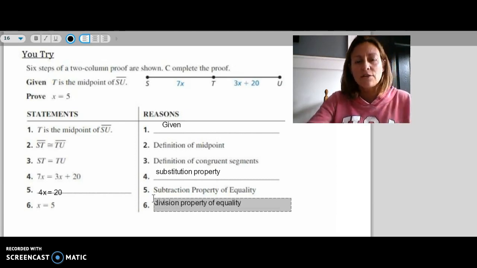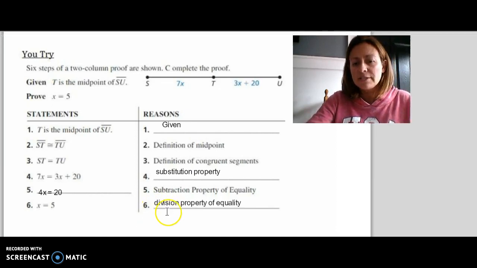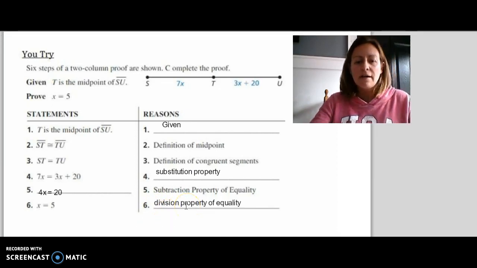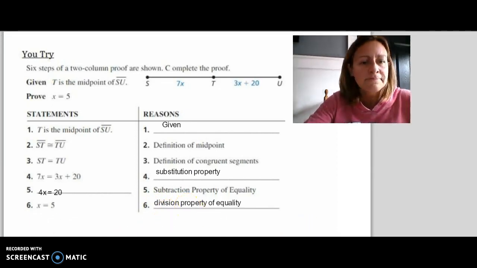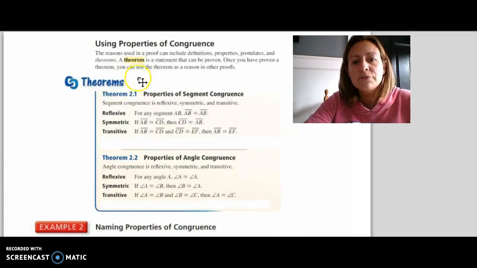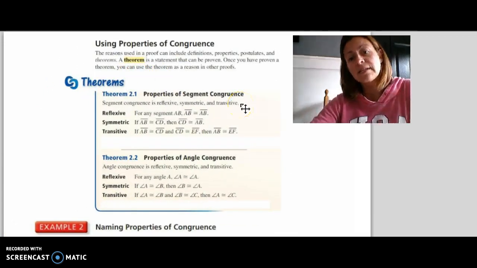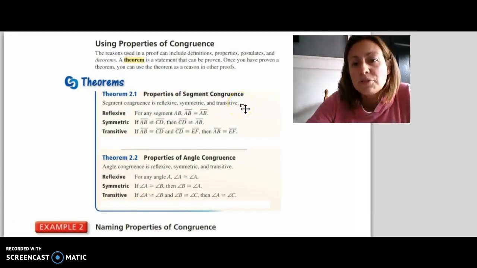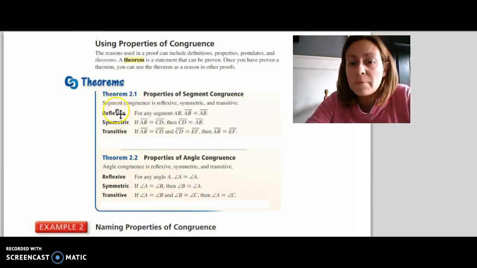Now, when you're taking notes, if you abbreviate a little bit, you just say division property, that should be acceptable. I just want to make sure you understand the concepts here. Now, for our next example, we're going to use some of these properties of congruence that I had introduced you to the last time we were together, but we didn't actually apply them yet. They are reflexive property, symmetric property, and transitive property.